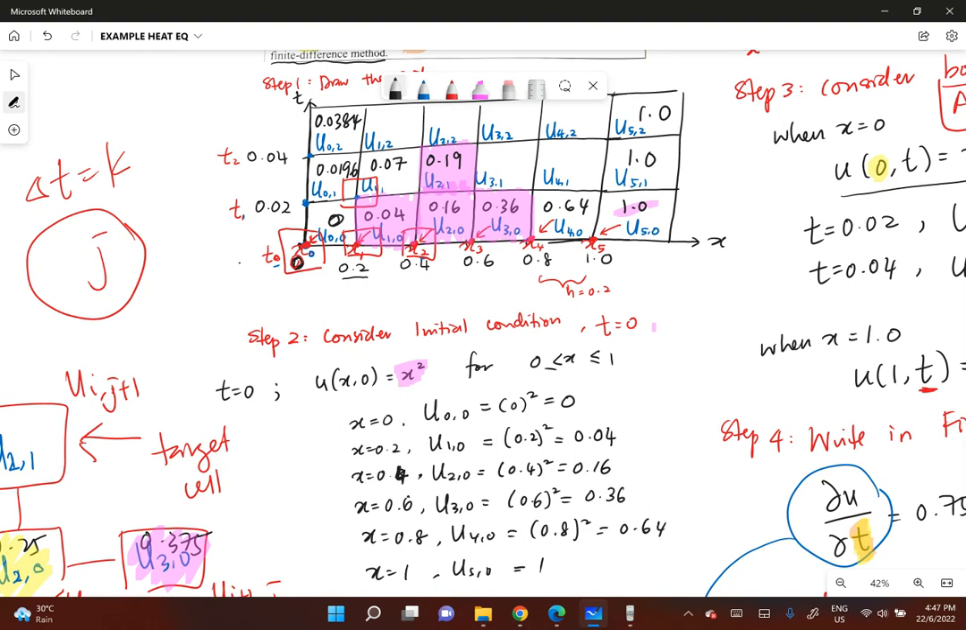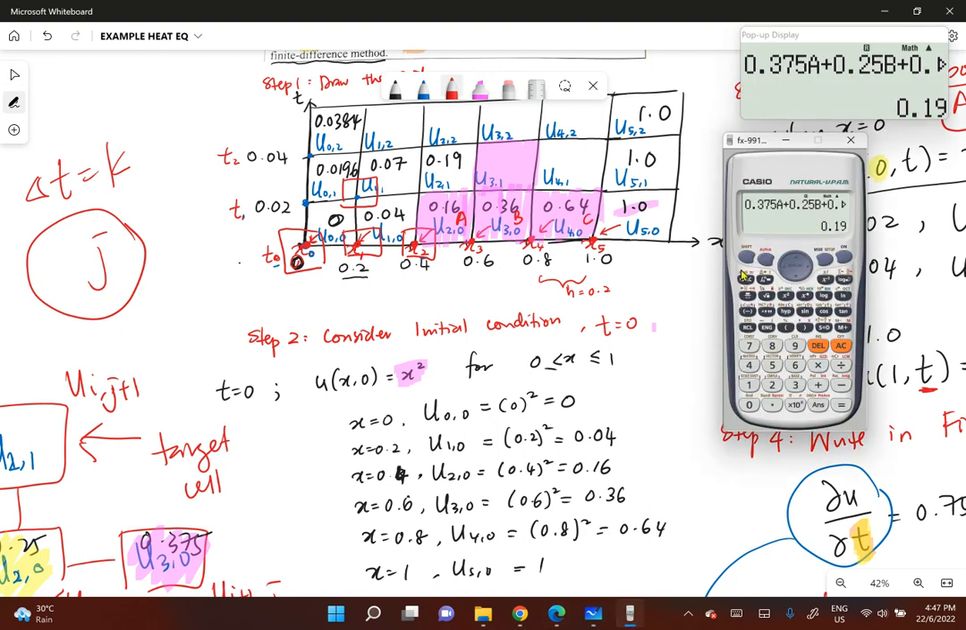Wait. Okay, and then we continue. That means we will continue with these 3. So this is A, this is B, this is C. Now press calculate again. A is 0.16, B is 0.36, and C is 0.64. So equal to, now you get 0.39.